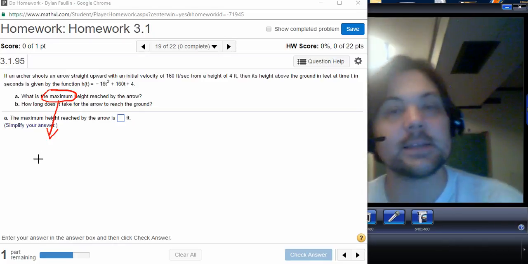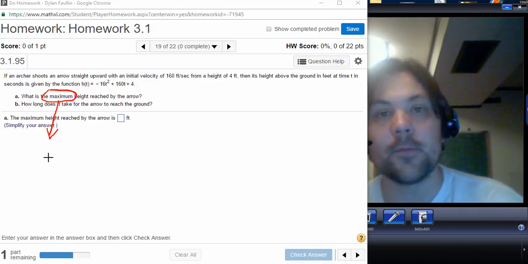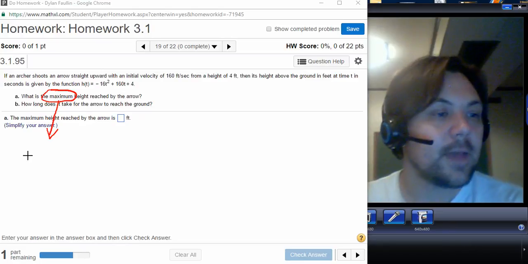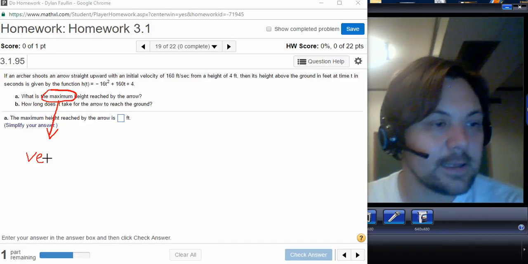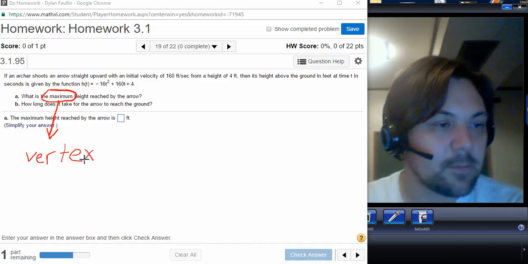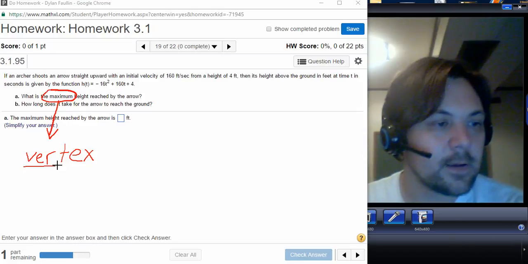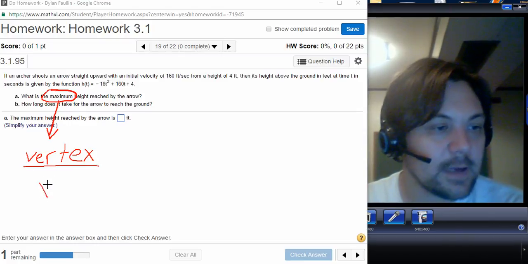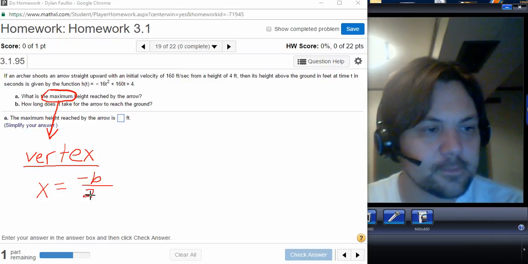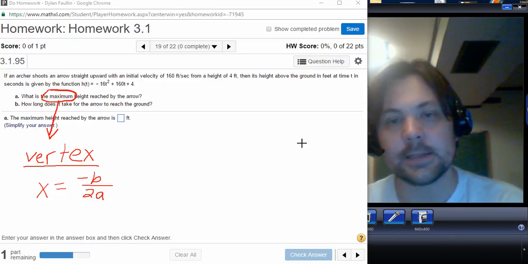And anytime you're ever asked to find a maximum or a minimum for a quadratic function, that quantity can be found at the vertex, right? So the maximum or minimum is always found at the vertex of a quadratic function. So the formula for finding the vertex in this case is x equals negative b over 2a. This helps us find the x-coordinate of the vertex.